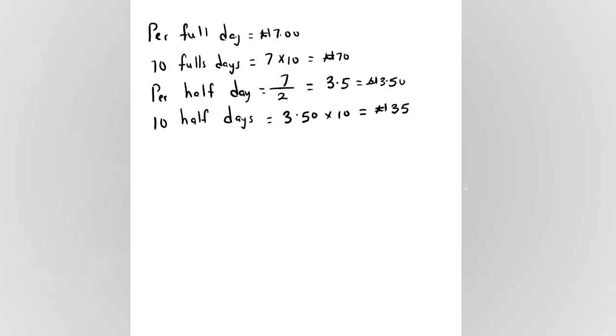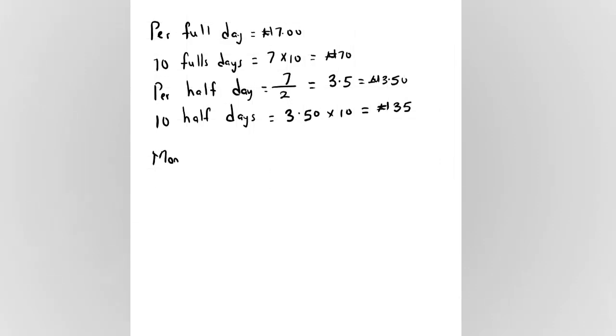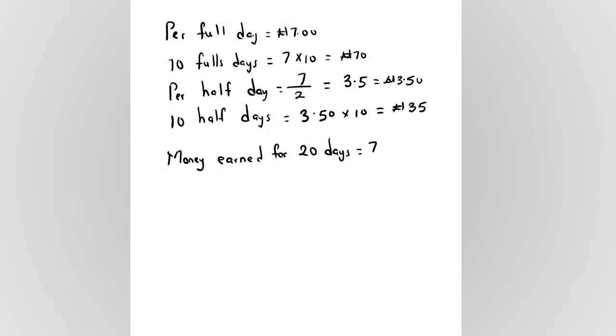So for you to know how much money he has earned for 20 days, you have 70 plus 35, which is equal to 105 naira. So for 20 days he would earn 105 naira.